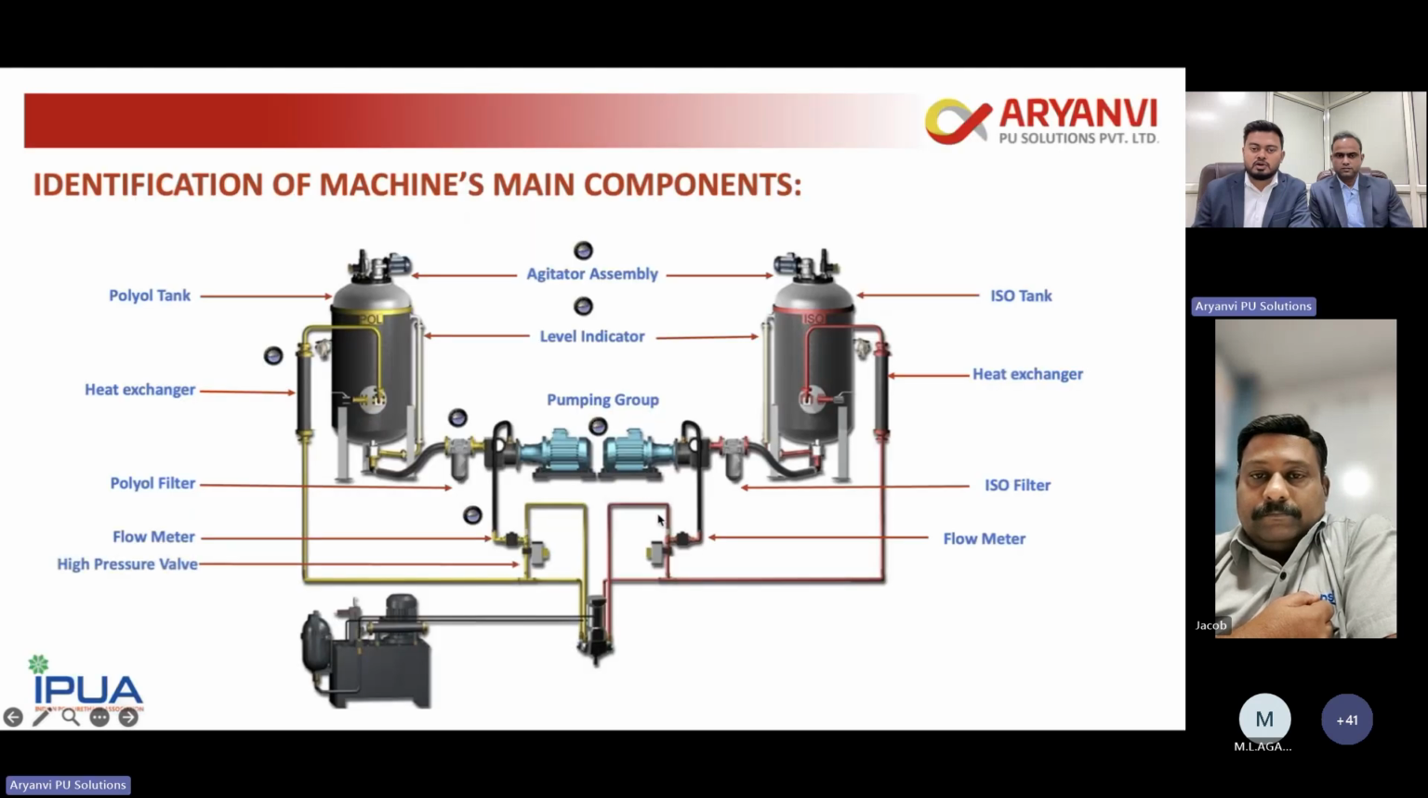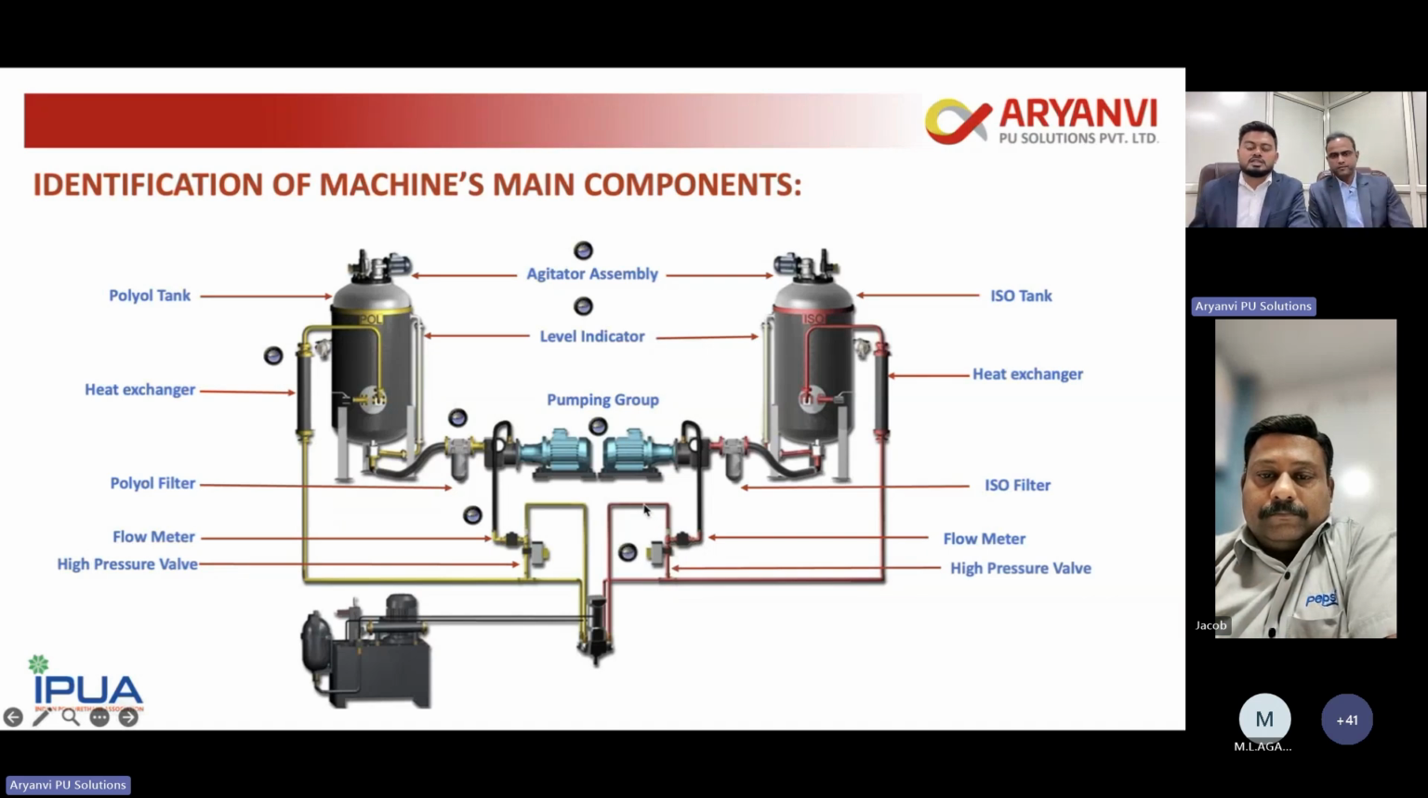Let's move to the high pressure valve. This is the main component in high pressure, and this allows you to run the machine in low pressure and high pressure. We'll see how this low pressure and high pressure cycle work in our next slide. Then move to the mixing head.